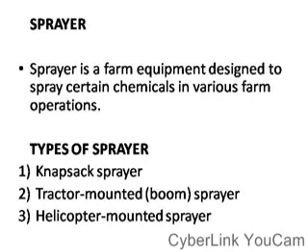Sprayer. Let us look at the definition first. Sprayer is a farm equipment designed to spray certain chemicals in various farm operations. These chemicals could be in form of powder or liquid, and once they are diluted with water, they form a chemical solution. And for this chemical solution to be sprayed on the farm, it is the work of this sprayer to do.